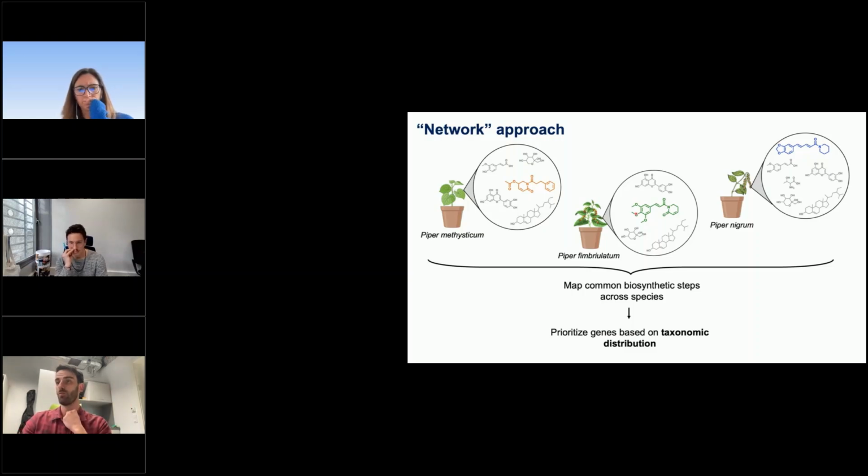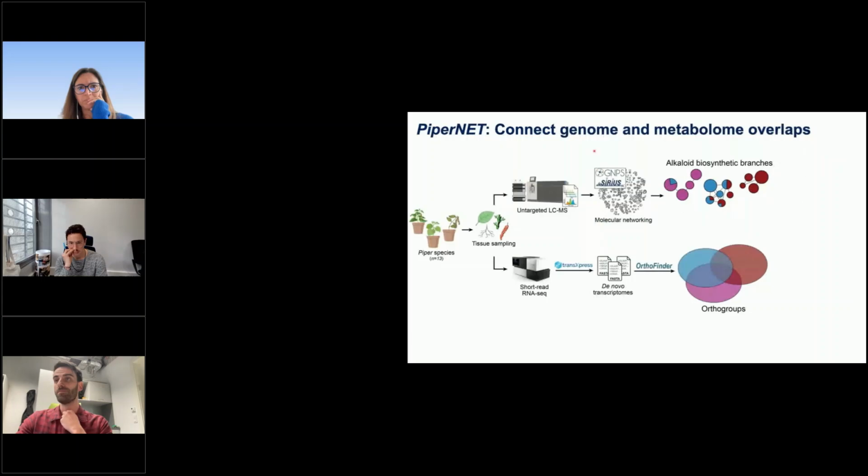And so to test this hypothesis, to see whether we are able to do this and use this information in a meaningful way, we're building this multiomics platform where, as I just showed you, we take a set of different species from the same family, collect different tissues, and then use untargeted metabolomics and molecular networking to reconstruct the biosynthetic branches related to alkaloids and map their distribution across the different species and tissues. And then in parallel, we do a very similar thing for the genes using RNA sequencing and de novo transcriptomics.